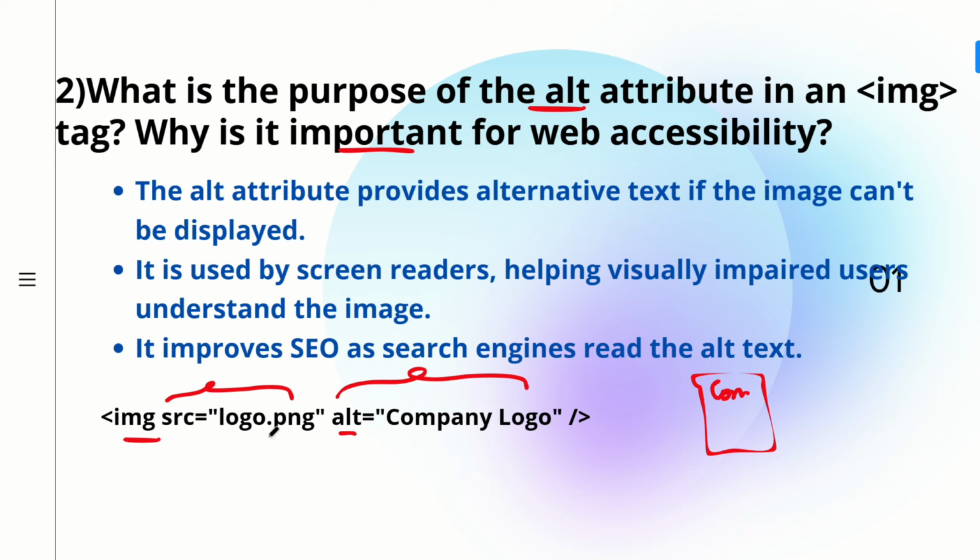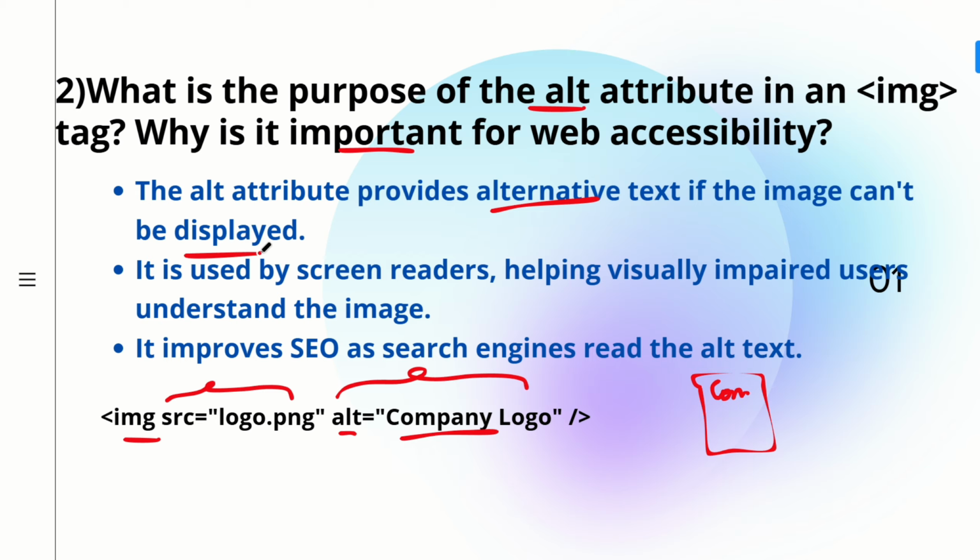So in case you were not able to load the image, then at least show the alternative text to the viewer so that they are able to understand what the intent of this image was. Okay, now let's see what is the answer written. The alt attribute provides the alternative text if the image can't be displayed.